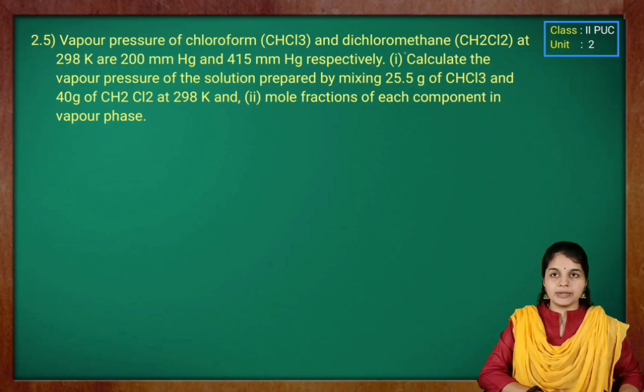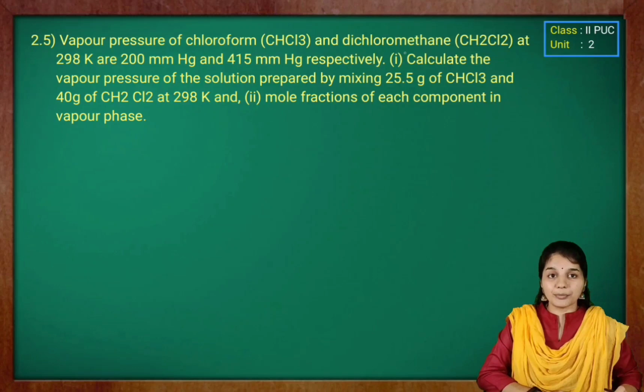Example 2.5. Vapor pressure of chloroform, CHCl3, and dichloromethane, CH2Cl2, at 298 Kelvin are 200 mmHg and 415 mmHg respectively. Calculate the vapor pressure of the solution prepared by mixing 25.5 gram of CHCl3 and 40 gram of CH2Cl2 at 298 Kelvin, and calculate the mole fractions of each component in the vapor phase.